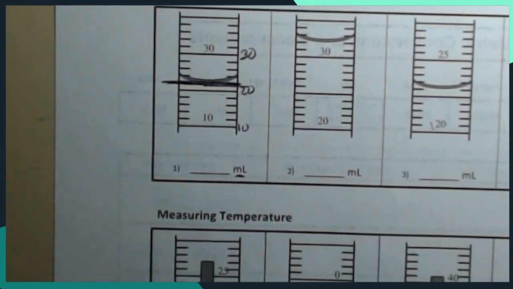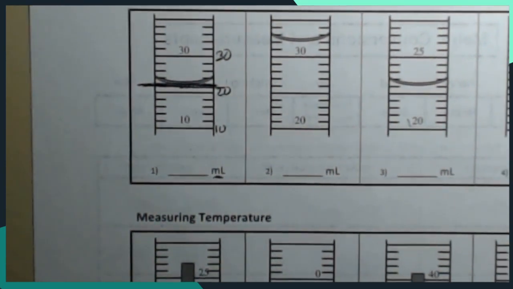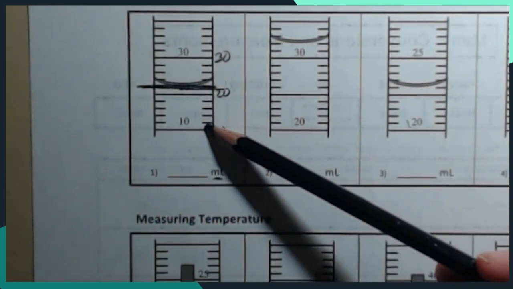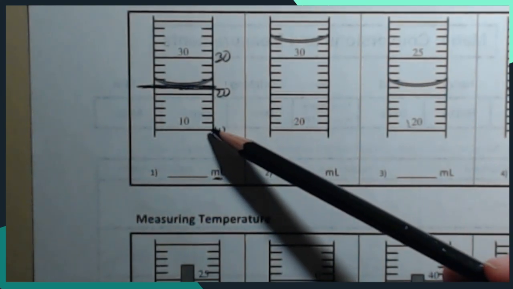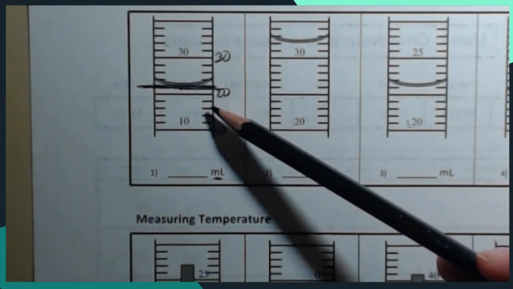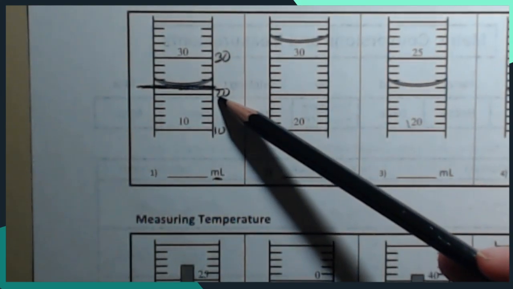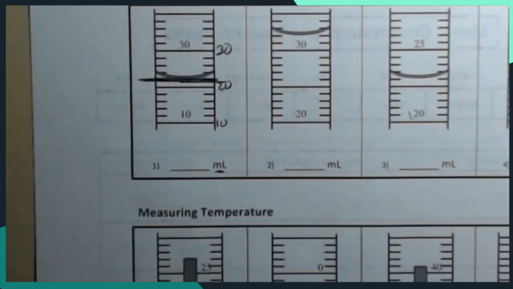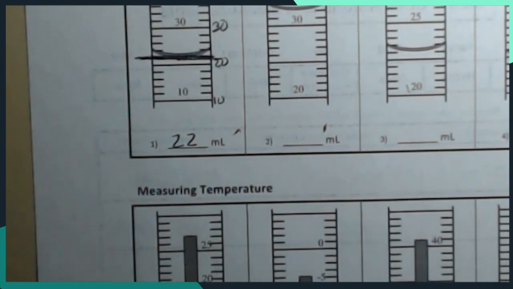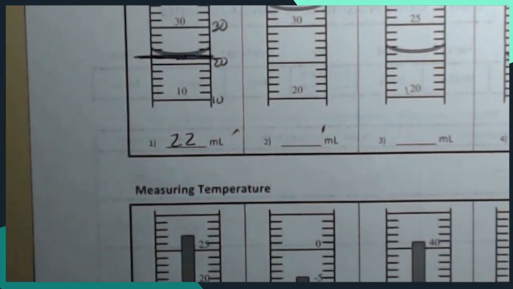It's just like when you read a ruler, nothing different. Okay? And then there's just lines in between that are actually going up by 2 each time. So it's 10, 12, 14, 16, 18, 20, 22. The meniscus is actually hitting that 22 line. So our answer for the first one is 22 milliliters. Okay? That's all that is.